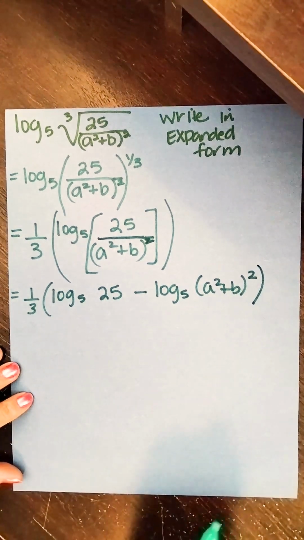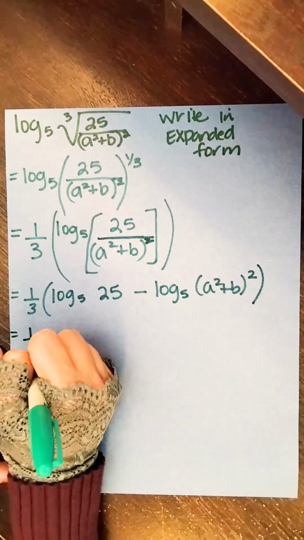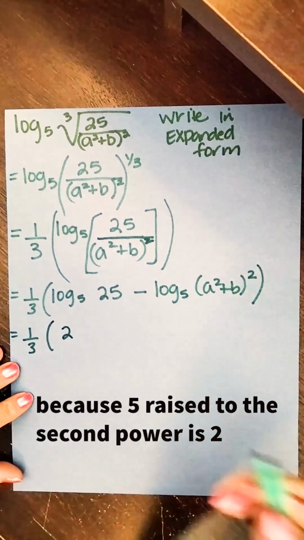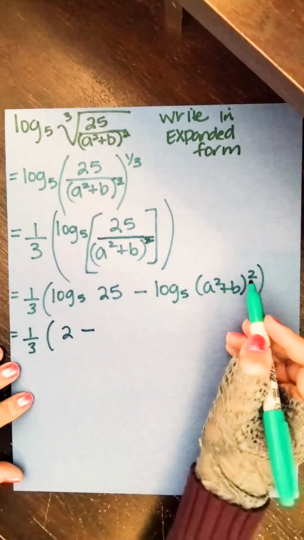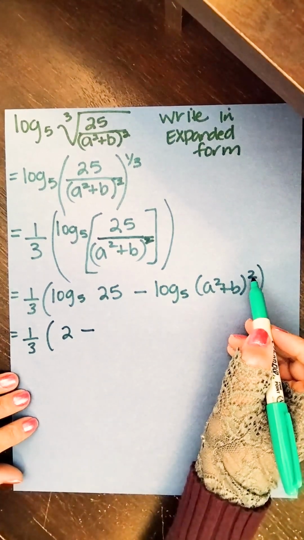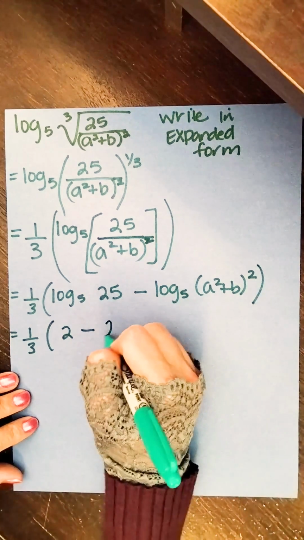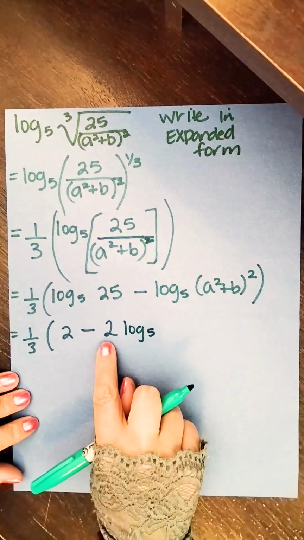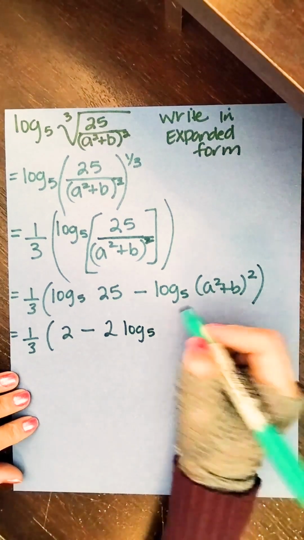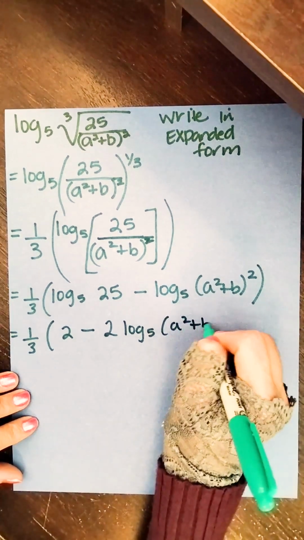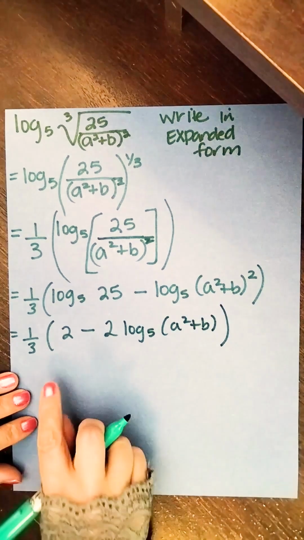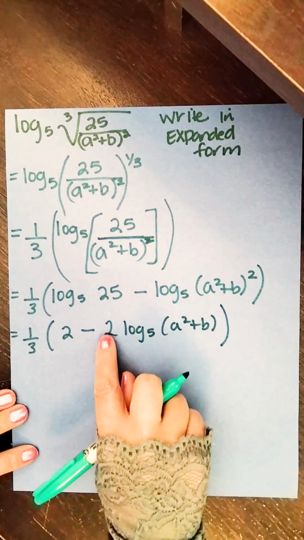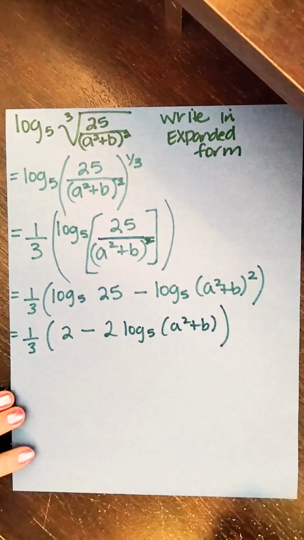Okay, and then what I see here is log base 5 of 25, and I know that's a 2. And this power, we can use the power property of logarithms, which can be written as a number up front times the log, so a squared plus b. We brought down the exponent in front, so we have 2 log base 5 of a squared plus b.